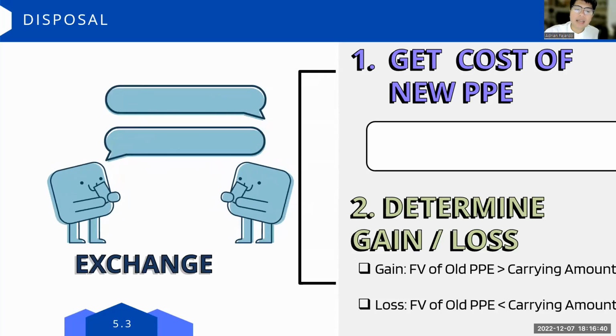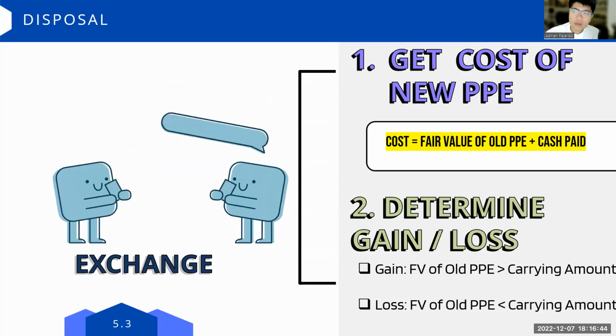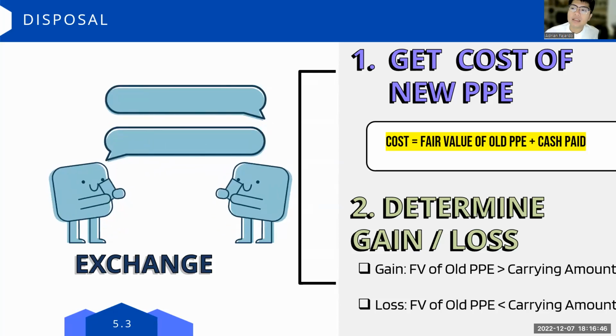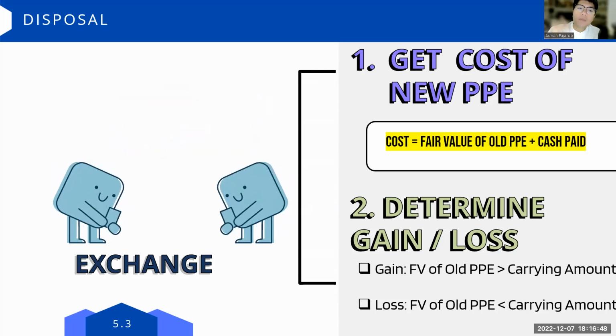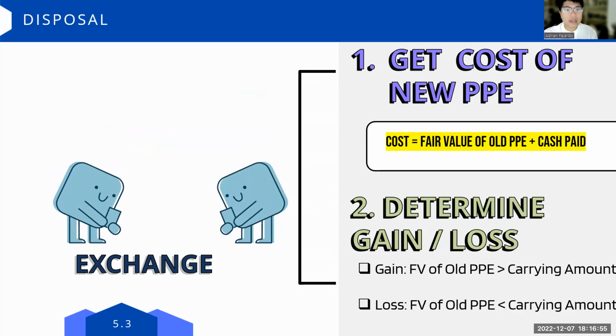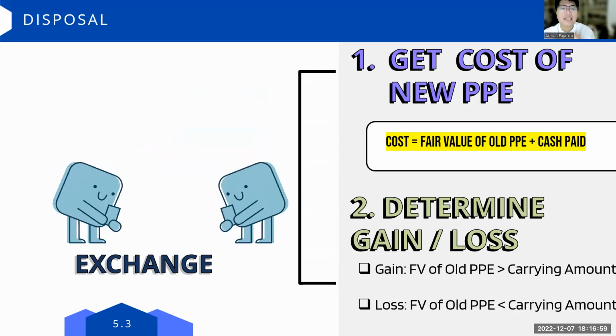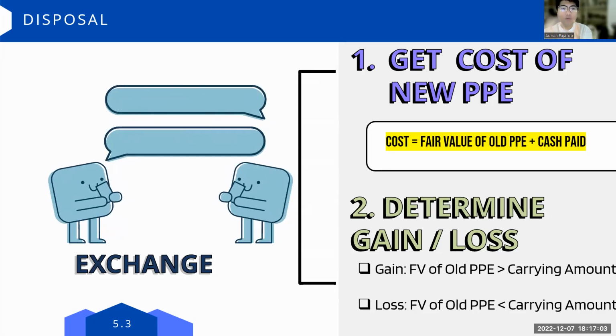And honestly, ang kailangan lang naman natin dito is to be able to get the cost of the new PPE. Right? And the cost of the PPE is the fair value of the old PPE plus the cash paid. So ang idea here is that you have an old PPE, so luma. So I have an old car. I want to get a new car. Exchange tayo. I'll give you my old PPE alongside cash. And then you give me my new PPE.